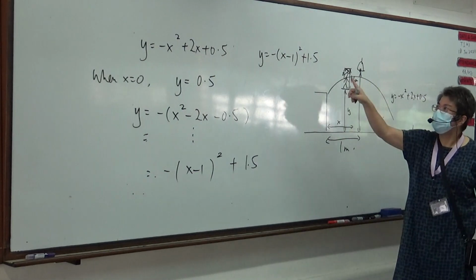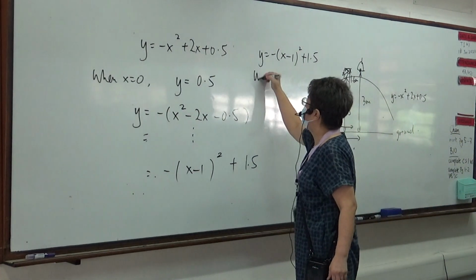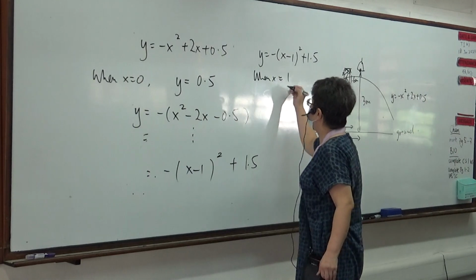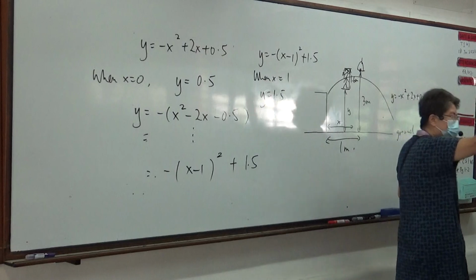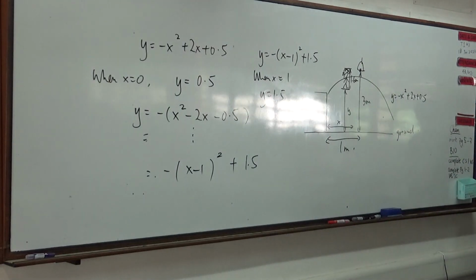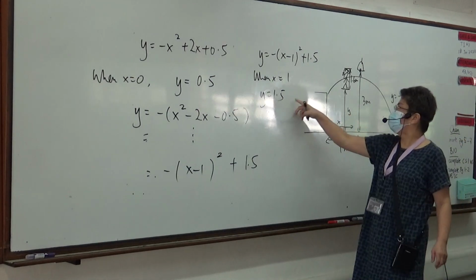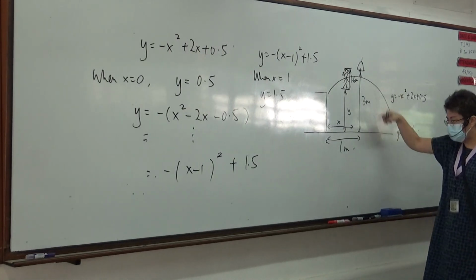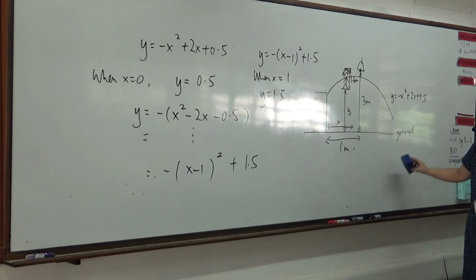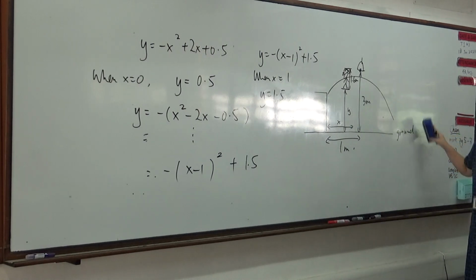Okay? Now, when x is 1, what is my y? 1.55. Now, what does y represent? Tell me again. So, feet to the ground, right? Okay? If you look like that, of course, cannot laugh. Alright. This bell is how many meters from the ground? 3 meters.